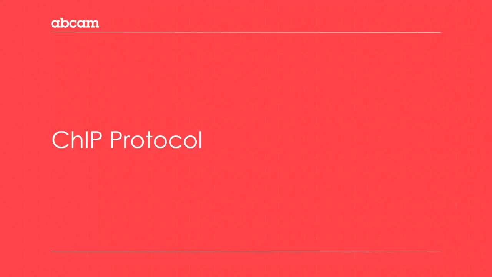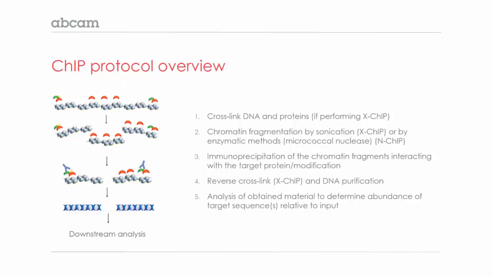Now I'd like to go over the ChIP protocol in depth. Here's an overview of the ChIP protocol. There are two main ways you can do ChIP: cross-linking ChIP, which can be used for any protein but must be used for proteins that weakly bind to DNA, and native ChIP, which can be performed when analyzing histones. I'll go into greater detail about the two a bit later.